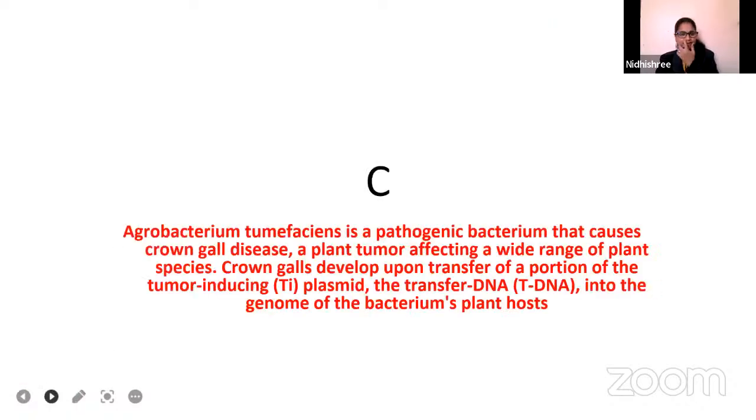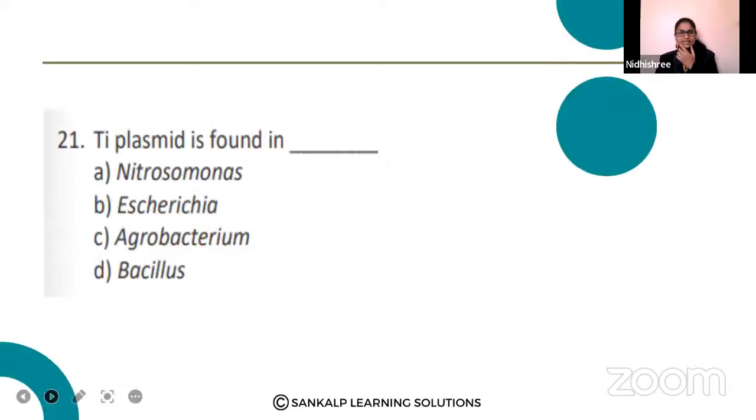Option A is the right answer. The vector plasmid, when they ask, the answer will be tDNA, option C. Don't get confused. Next, Ti plasmid is found in Nitrosomonas, Escherichia, option C, Agrobacterium, option D, Bacillus.